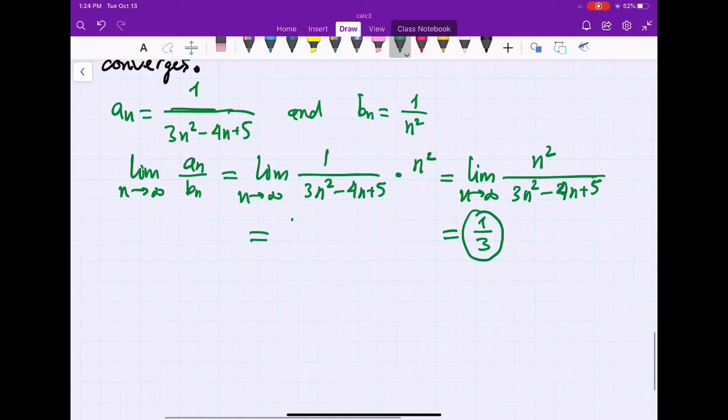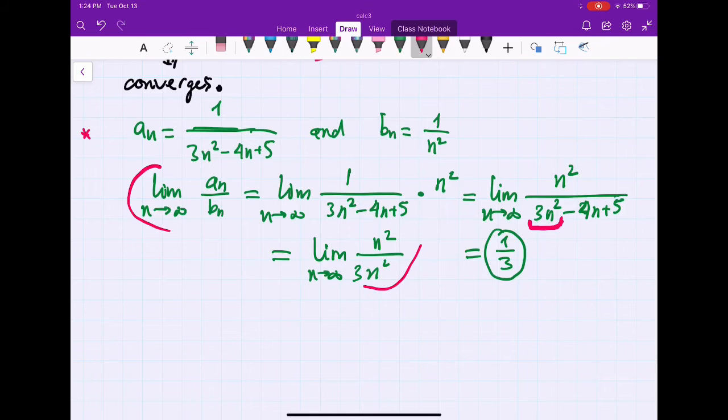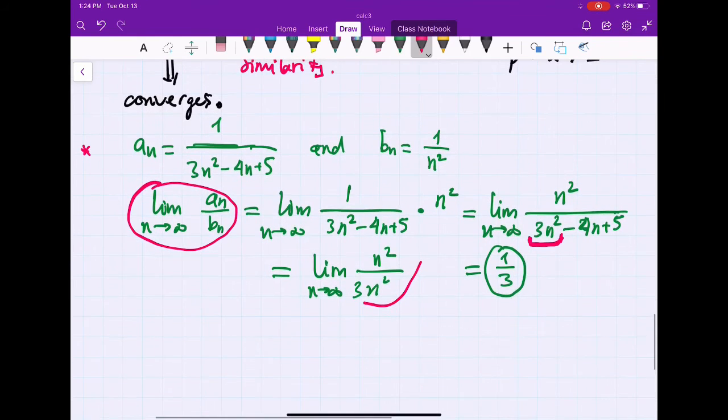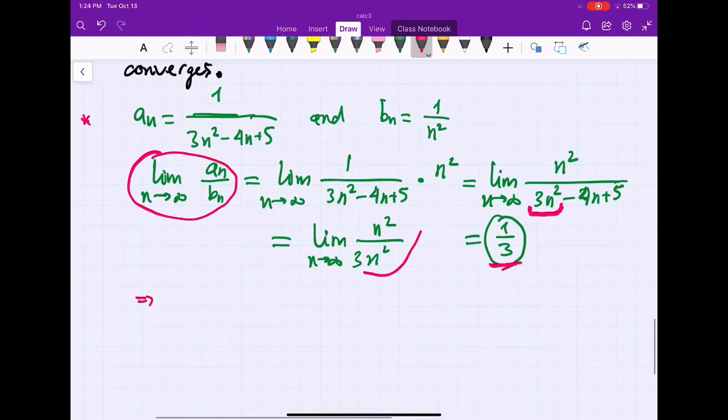Okay, let's try one more step in here. Limit of n squared over 3n squared, n approaches infinity, equal to 1/3. And again here we use similarity, right? Because at infinity this term will lead the behavior of the whole polynomial. So the limit of this guy equal to a finite number, which is positive, in this case 1/3. That means an and bn converge or diverge together.